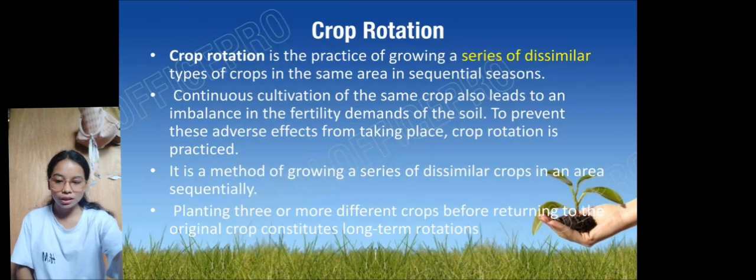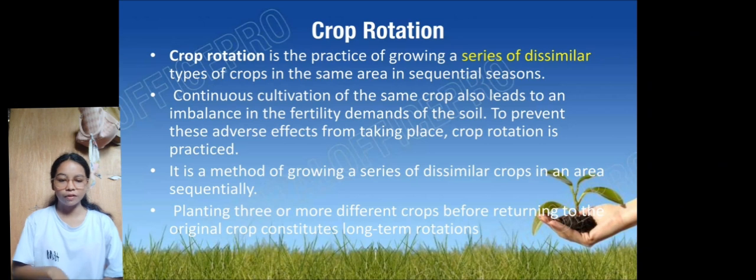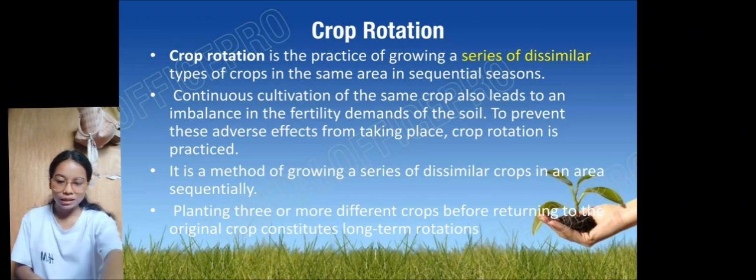The next one is crop rotation. Crop rotation is the process of growing a series of dissimilar types of crops in the same area in sequential seasons. Continuous cultivation of the same crop also leads to an imbalance in the fertility demands of the soil. To prevent these adverse effects from taking place, crop rotation is practiced.